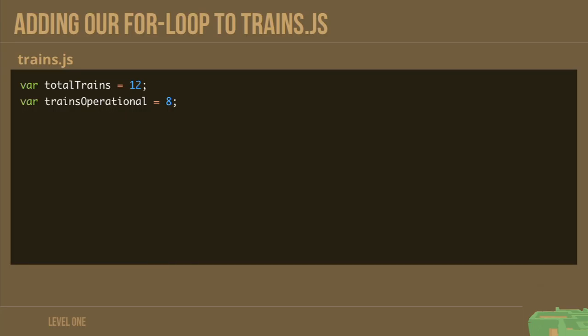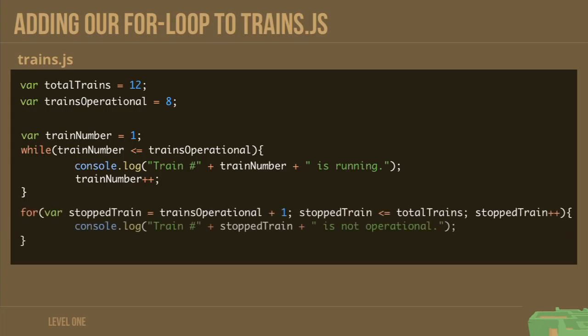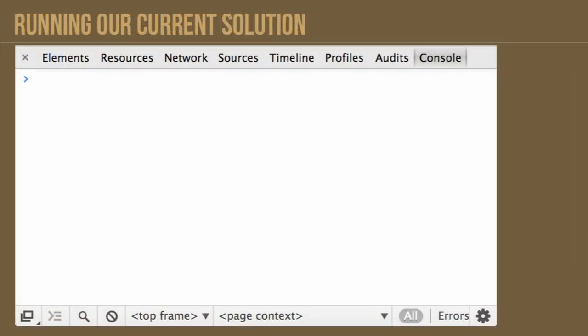in our trains.js file. Then we have our while loop that we built before. This will print all of the running trains. To that, we're going to add at the end our for loop that then prints the stopped trains. What will this look like if we run our current solution?